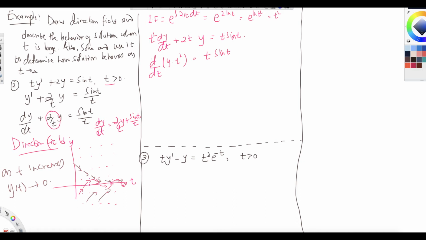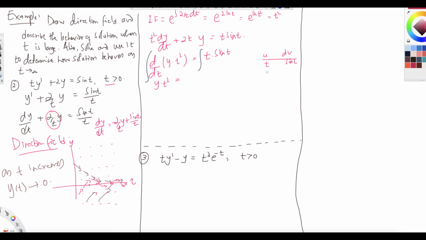Now what we want to do is integrate on both sides. If you integrate on both sides, you will get y times t squared on the left side. On the right side, you should use integration by parts. How do you do the integration by parts? You do u and then dv here. So u is t, dv is sine t.